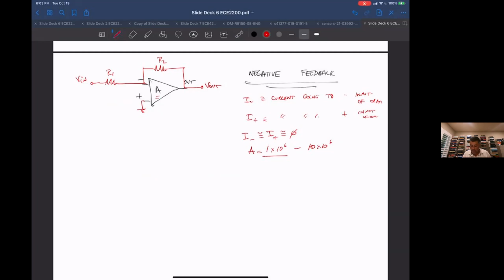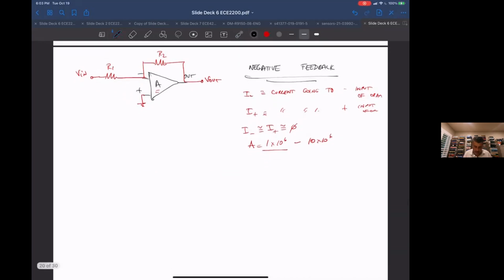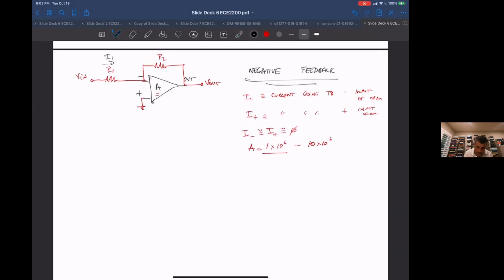So let's look at what the circuit does. Let's call this one I1 and this current I2. They're flowing into this node. So this is Kirchhoff's current law going into this negative input node. We're saying the current into the op amp is very small. So I1 plus I2 has to equal 0, or I1 is equal to minus I2.